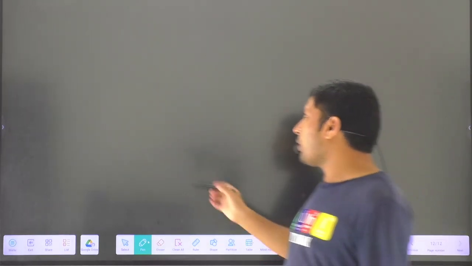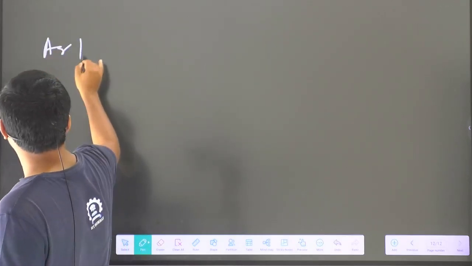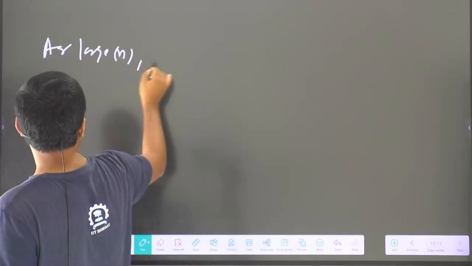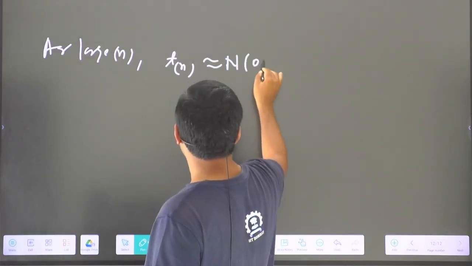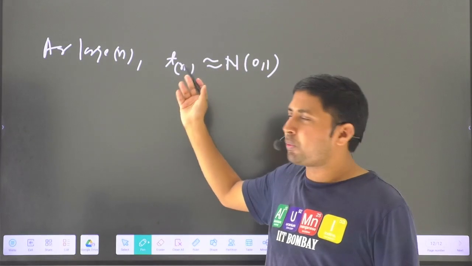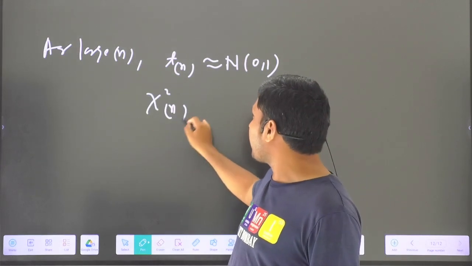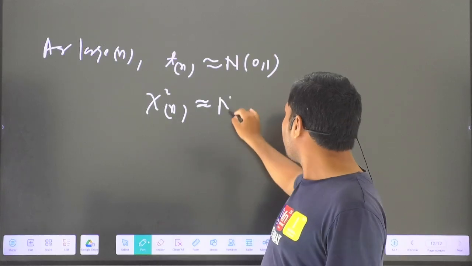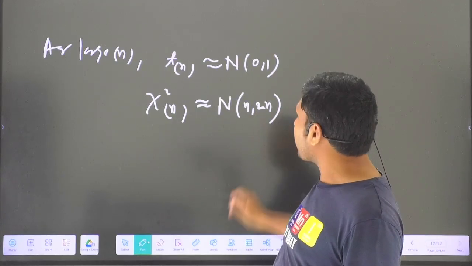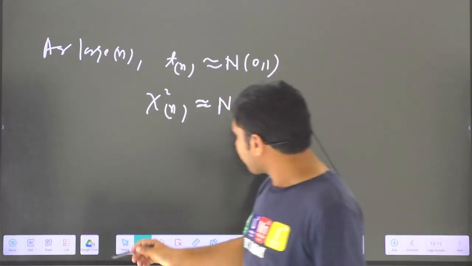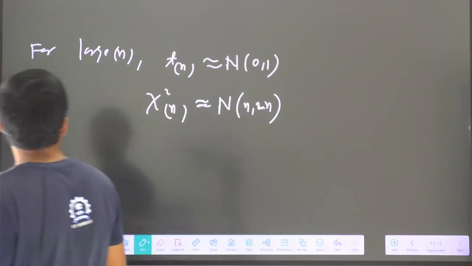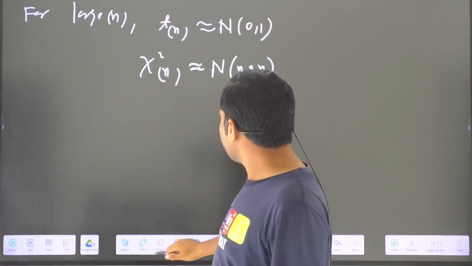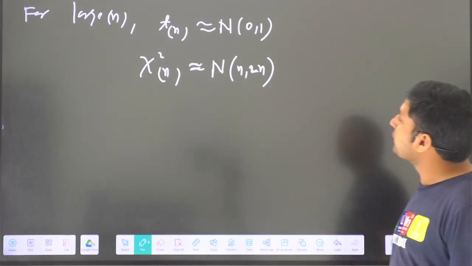So these are some theorems for large n. For large n, t distribution with n degrees of freedom can be approximated to normal 0, 1, or it converges to normal 0, 1. Similarly, chi square with n degrees of freedom can be approximated to normal with mean n and variance 2n, for large value of n. So let's try a few questions.